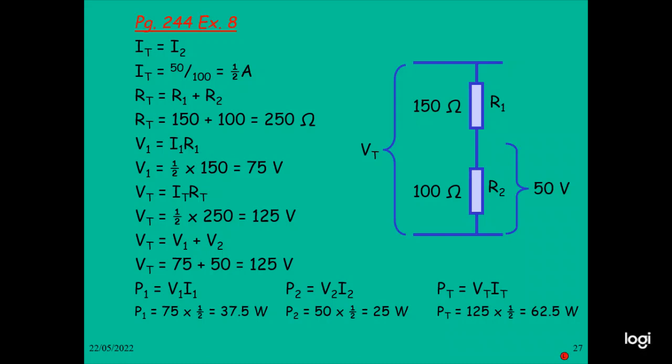P1 equal to V1 I1, so 75 times half gives 37.5 watts. P2 equal to V2 I2, 50 multiplied by half is 25 watts. PT equal to VT IT, so 125 multiplied by half gives 62.5 watts.